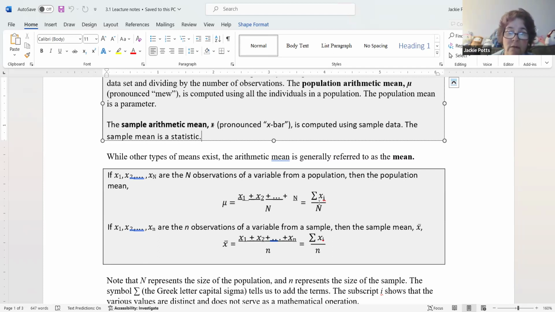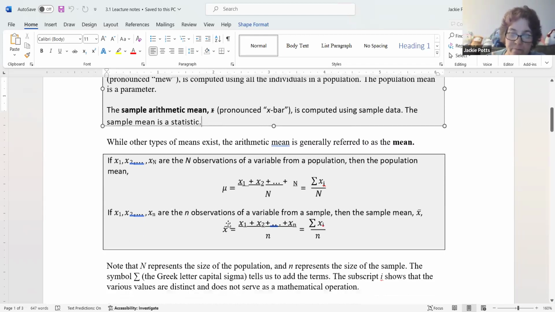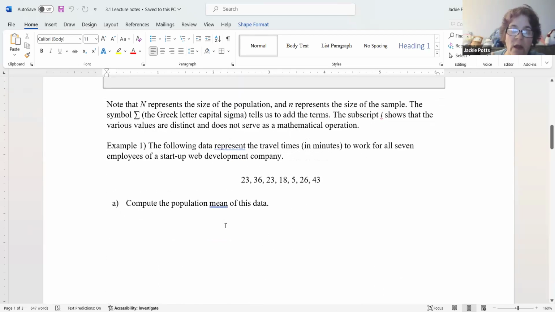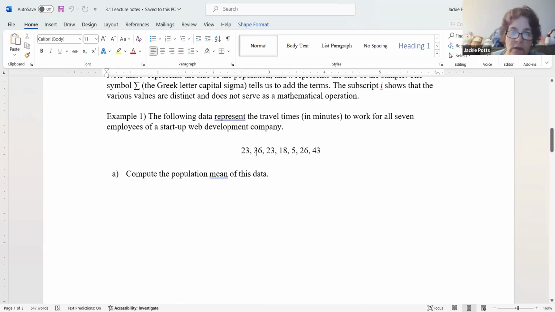So even though we have two different formulas, please understand, it's the same formula. You add up all the pieces of data and you divide by the number of pieces of data. However, we know whether you're doing a study of the population or a study of the sample by the symbol that you use declaring it. All right, so let's walk through this.